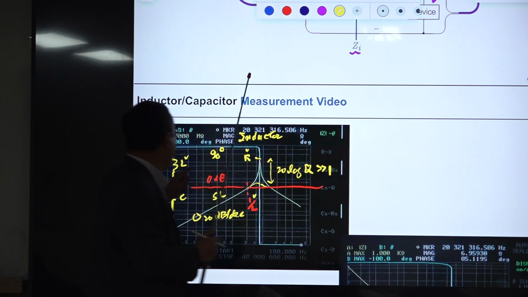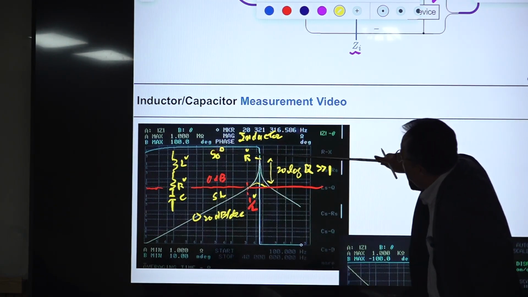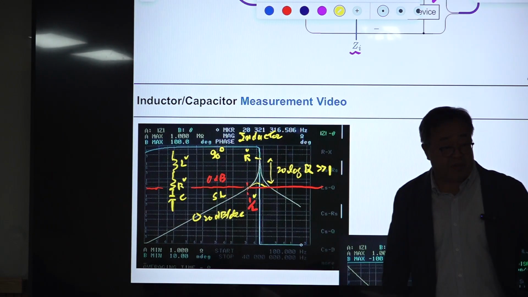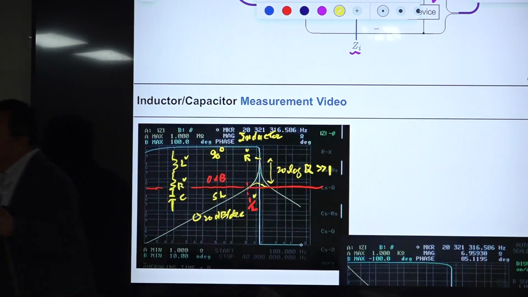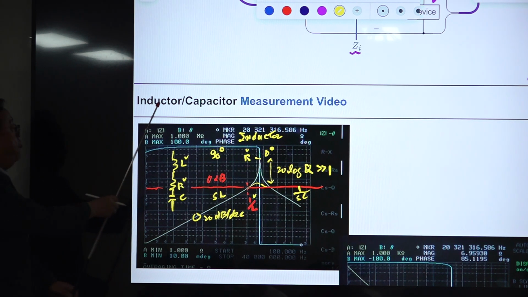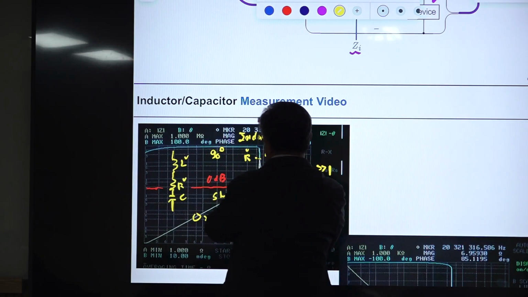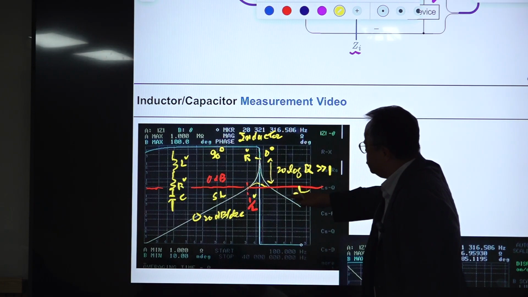Before this, the phase is 90 degrees, and after this, the phase is minus 90 degrees. At the peak value, the phase is what? 0, right? So this horizontal line is 0. At this point, because this becomes resistive, the phase should be 0, and after this, the slope is this one, 1 over sC. It becomes a capacitor. So for this frequency range, it behaves as an inductor, at this frequency it behaves as a resistor, and after this frequency it behaves as a capacitor.